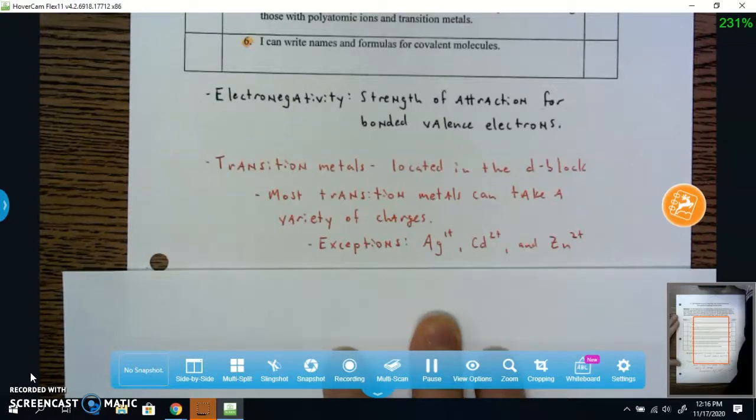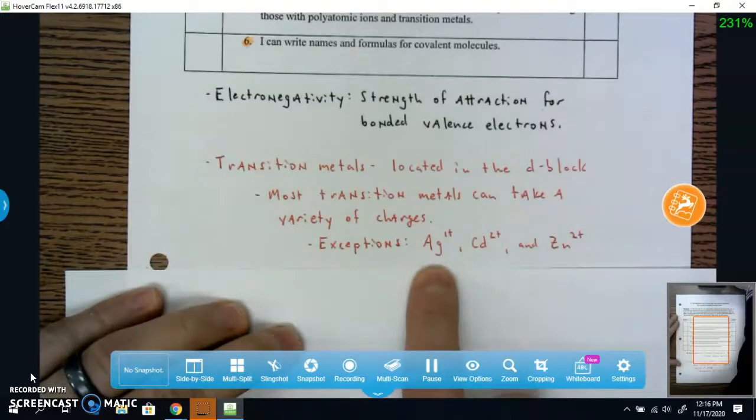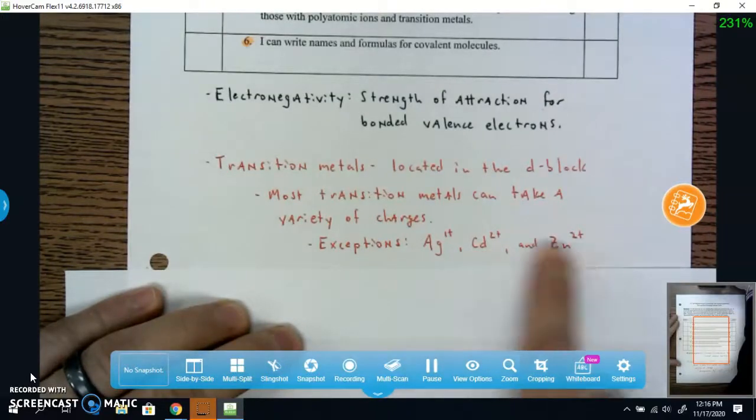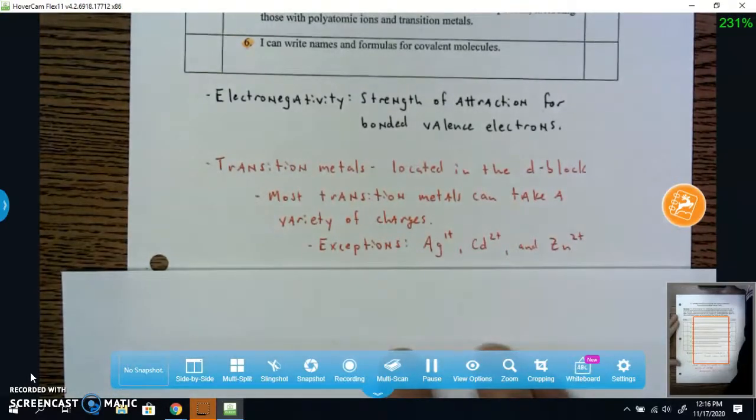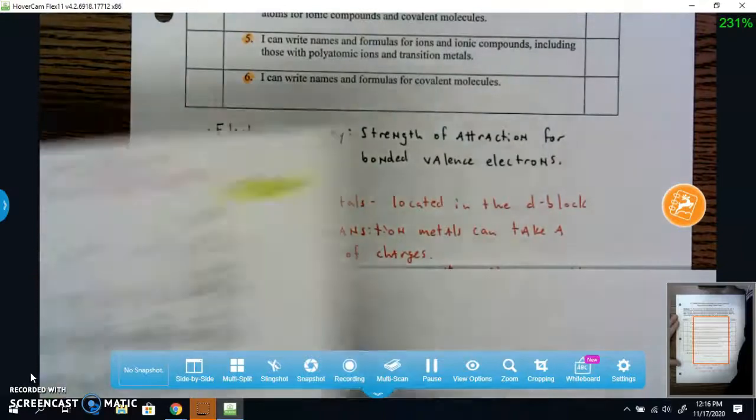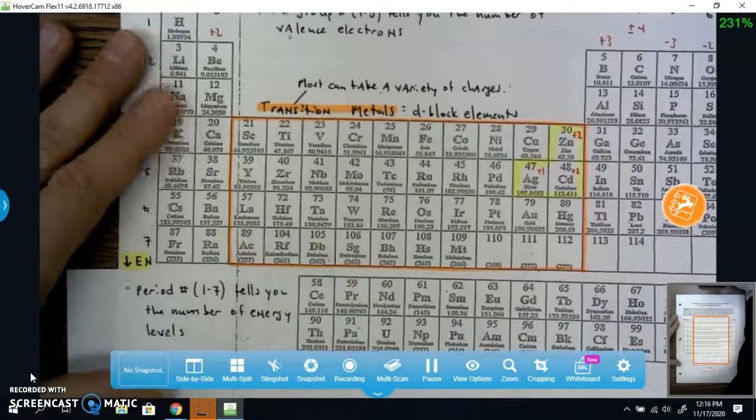Most transition metals can take a variety of charges, but there are 3 exceptions, and they are silver, cadmium, and zinc that take +1, +2, and +2 charges respectively. So let's take a look at the periodic table, and again I'm going to ask you to write these notes down on your periodic table.